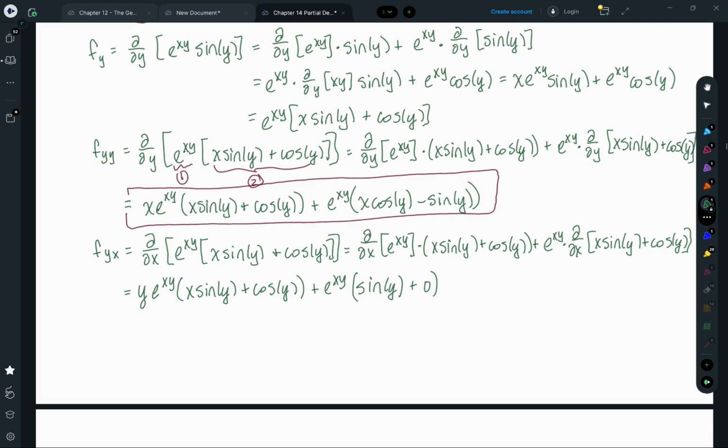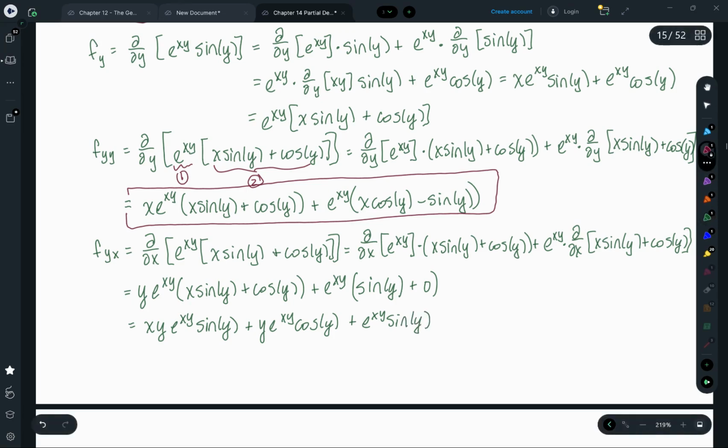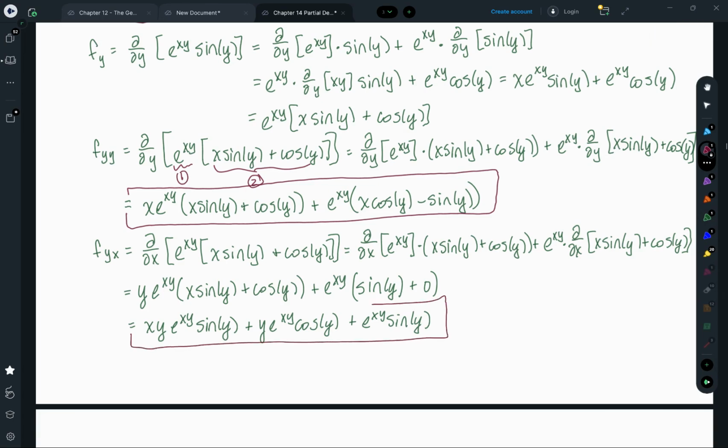I could distribute if I like. I'll go ahead and distribute just so it looks a little bit better without that 0 there. So this will give me xy e to the xy sine of y plus y e to the xy cosine of y plus e to the xy sine of y. And this is my f sub yx.